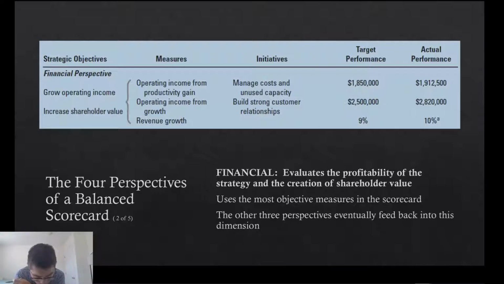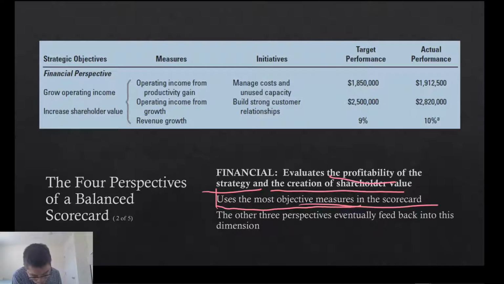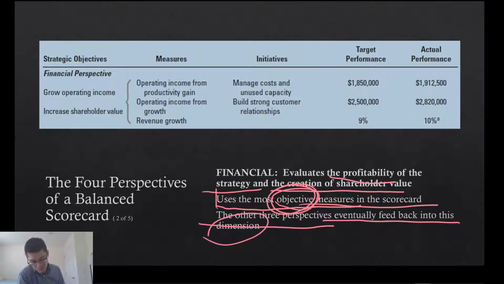So financial measures evaluate the profitability of the strategy and the creation of shareholder value, and use the most objective measures in the scorecard. The objectives of the other three perspectives eventually feed back into this dimension, because financial is the top goal, right? And the other three are kind of supporting strategies, or supporting activities. So strategic objective, financial perspective, how to measure that?